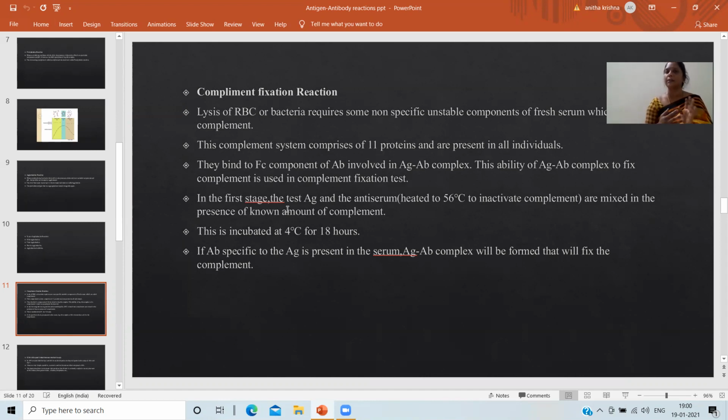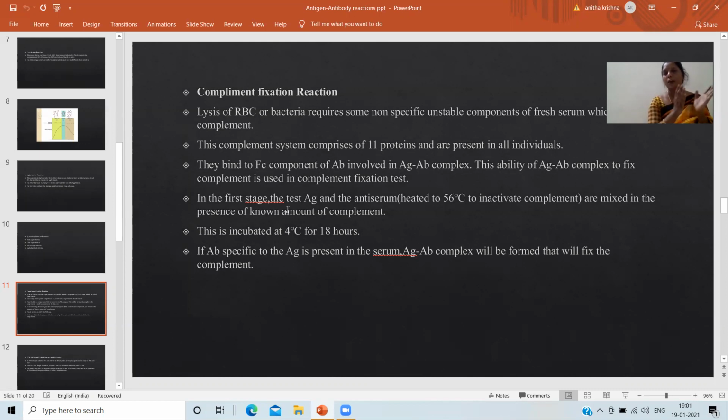In this test, the first step is to take the antigen and antiserum, and it has to be heated to 56 degrees in order to inactivate the complement. First, you're taking the serum and heating it, and once you heat it to 56 degrees, whatever complements are present will be inactivated. Then they are mixed with a known amount of complement. After adding that, you incubate this for 18 hours at 4 degrees. Then if antibody specific to the antigen is present in the serum, the antigen-antibody complex will be formed.